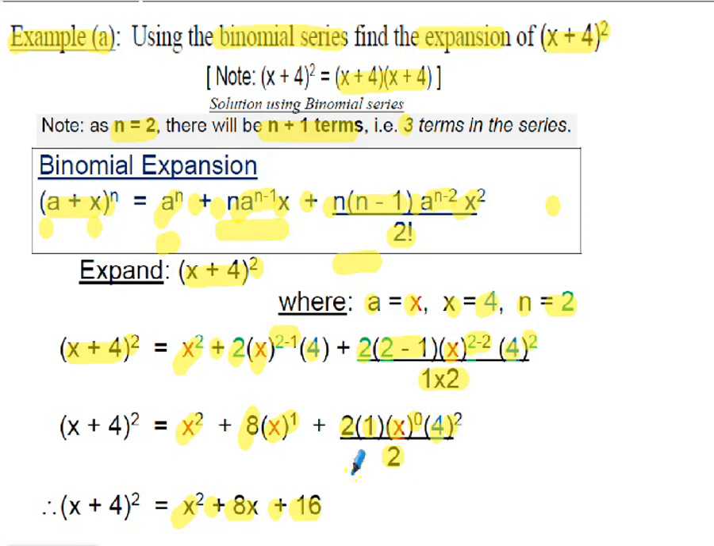If you do the numbers on this, you'll get 16 for the last term. And that's what we would get if we expanded the x plus 4 times the x plus 4 at the beginning using our crab claw method. That's exactly the expansion we would have got.